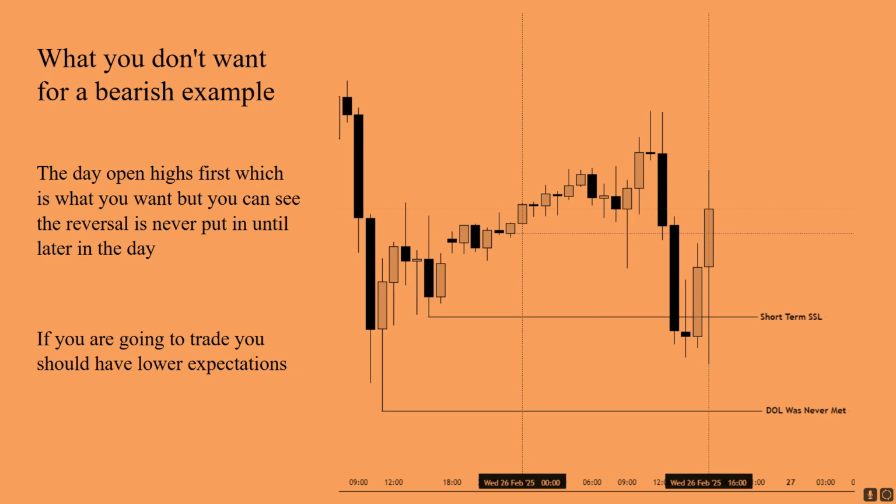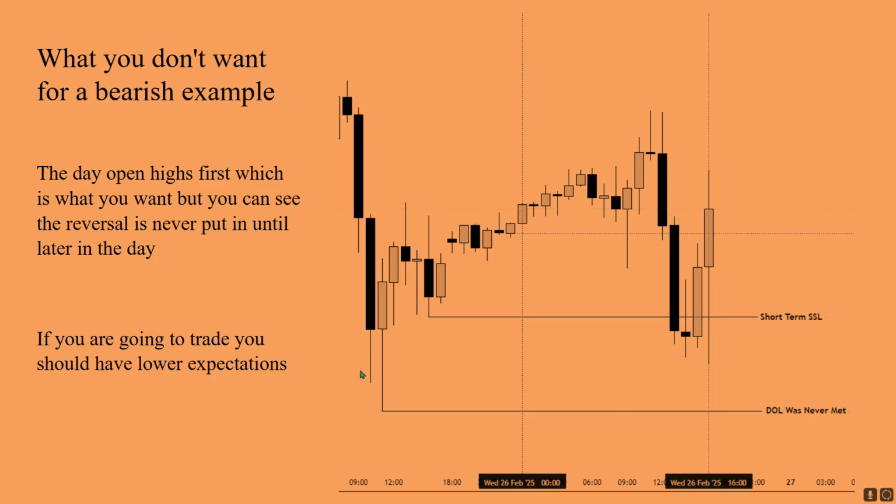So this is what you don't want to see for a bearish example. The day opens high first, which is normally what you want to see when you're trading a bearish candle. But you can see that the reversal signature never occurs until pretty much when the day was almost already over. If I draw a line from this opening price out, this candle does close below the opening price, but not until after a large opposing run.